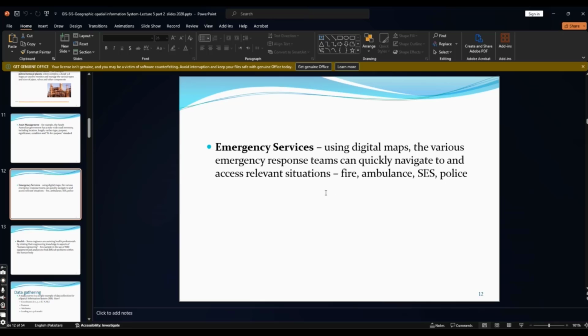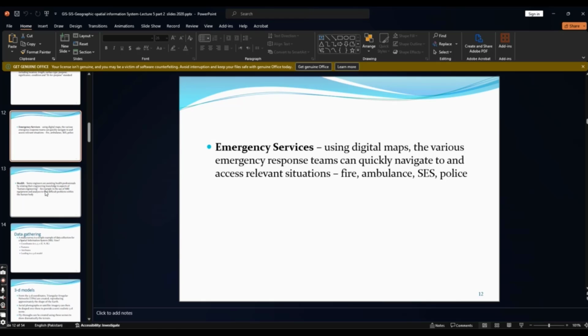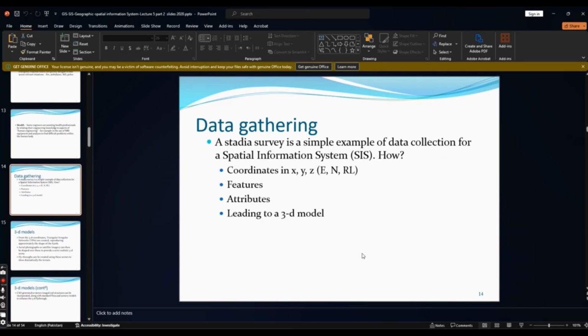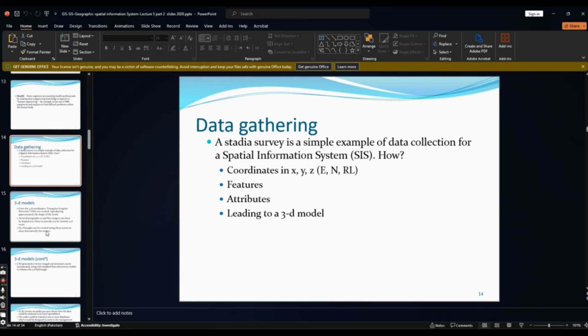In an emergency, we can use it to find the location of the emergency. As a health worker, we can use it in MRI. So these are a few little things about GIS.